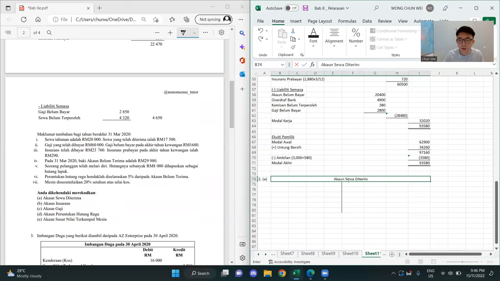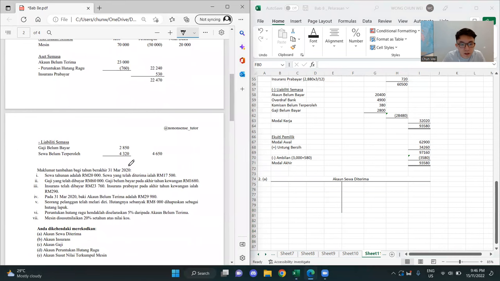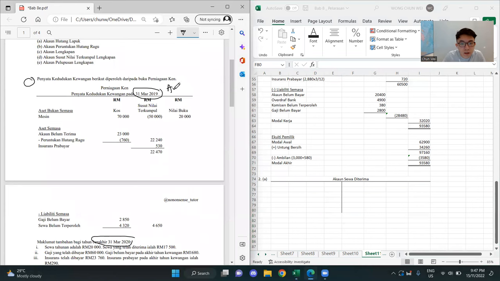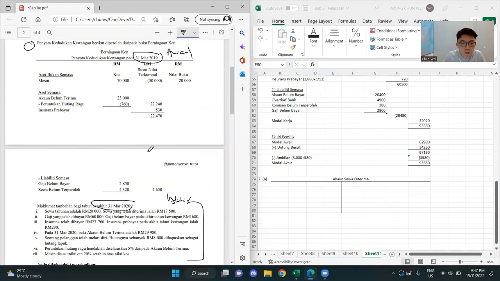Account Sewa Diterima. Right? So let's start from Account Sewa Diterima first. So first thing first, you look at this one. This is part of the 31st March 2019. And then this maklumat tambahan is tahun berakhir 31st March 2020. So from here, you can see that this is a baki awal and the remaining here is up until akhir. So if this is awal, all these things will be recorded in our baki BP, baki awal.